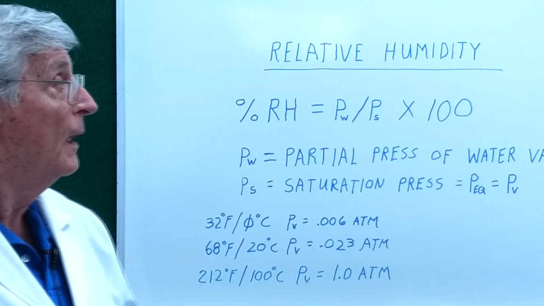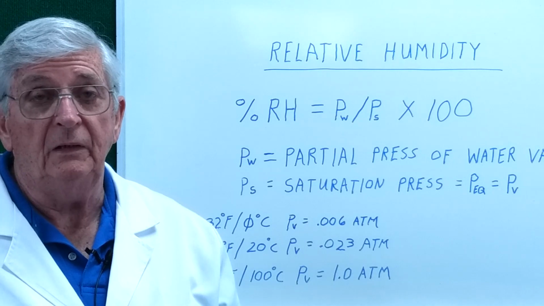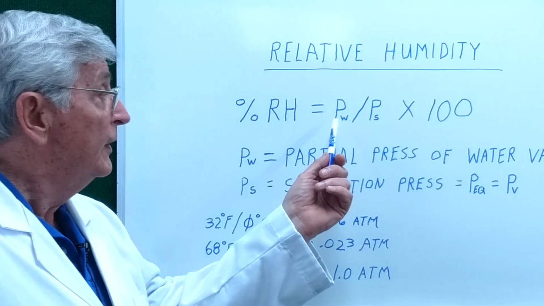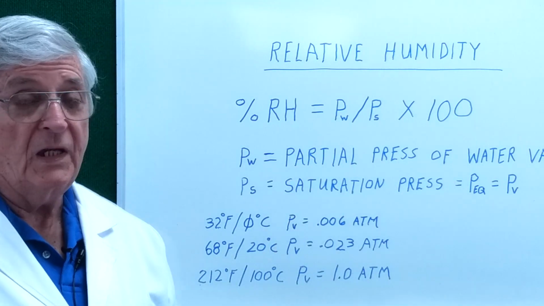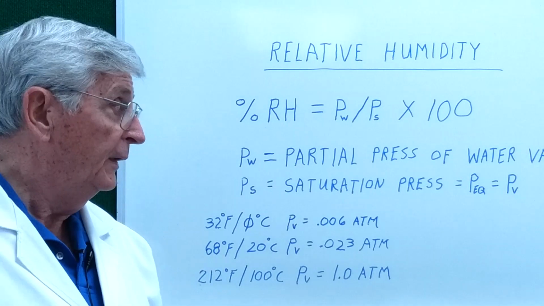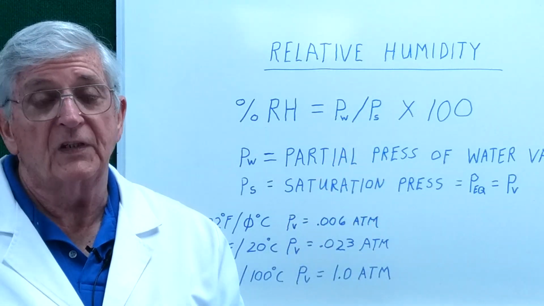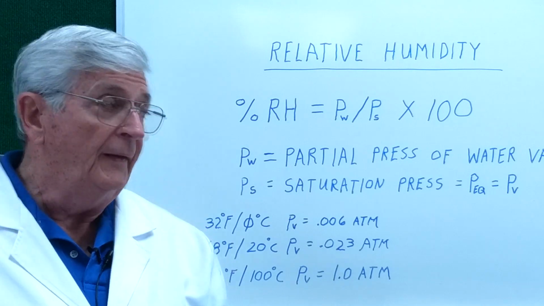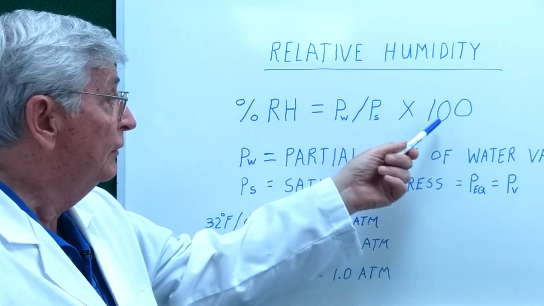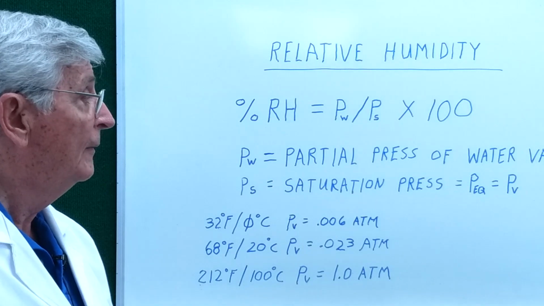So here we have the definition of percent relative humidity, which is usually abbreviated RH. And the P sub W stands for the partial pressure of the water vapor in the air. The P sub S stands for the saturation pressure. And we'll talk about that a little bit. But that ratio times 100 is the percent relative humidity.